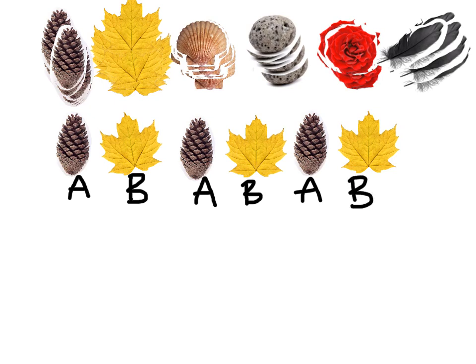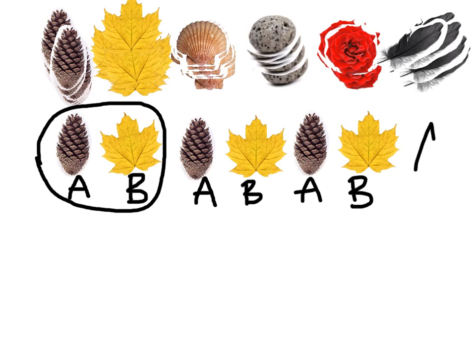Now, what part of this pattern repeats? That's right, the pine cone and the leaf. Therefore, this is an A-B pattern, because as you can see, it goes A for pine cone, B for leaf, and that keeps getting repeated. Okay, let's try another pattern.